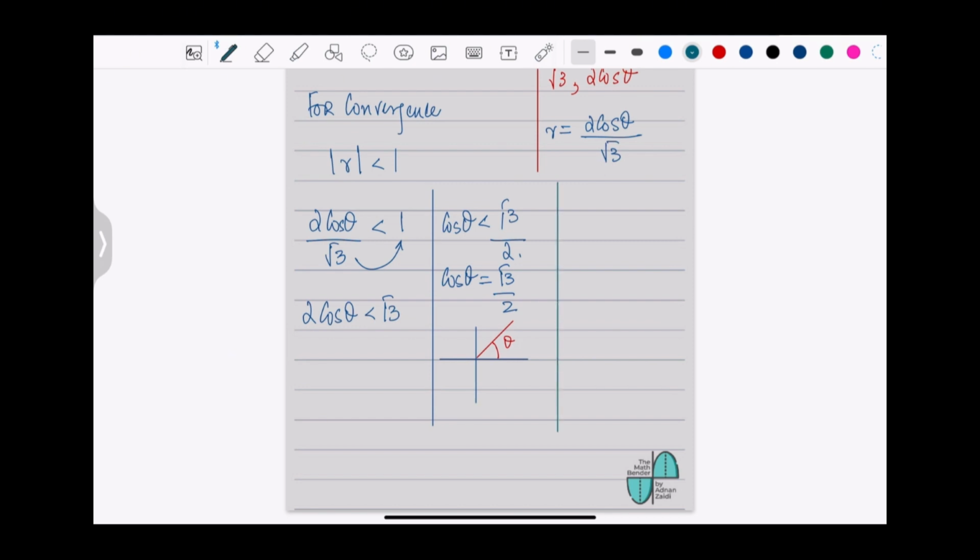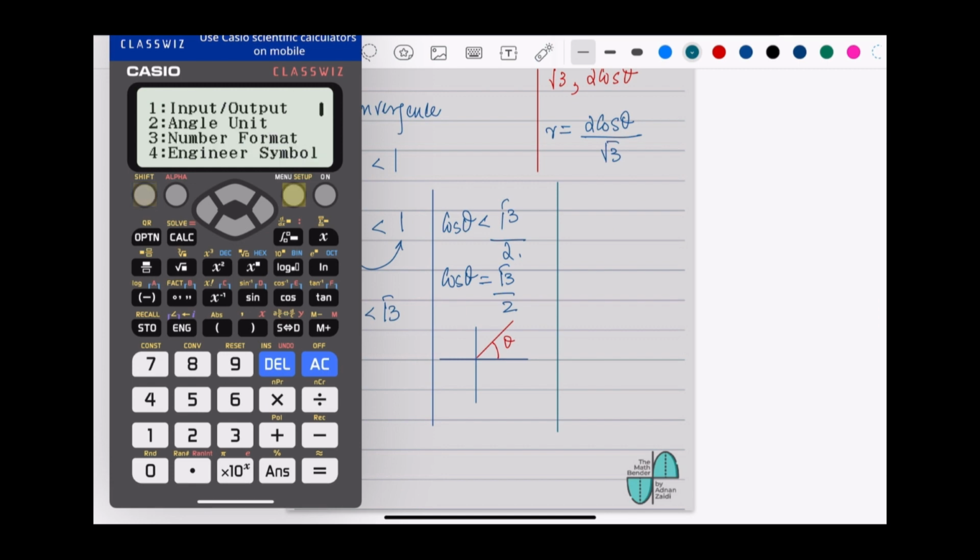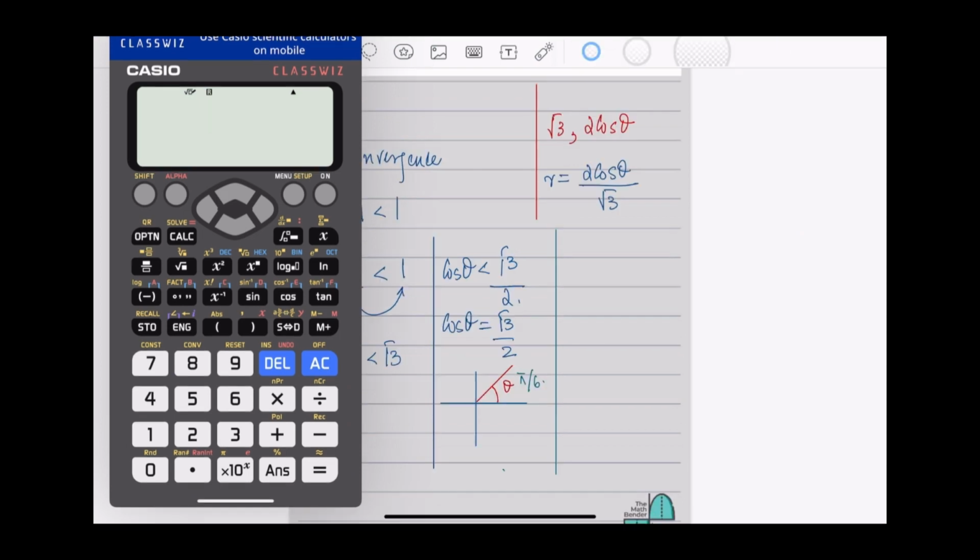So taking out the value of cos theta, converting your calculator to radian mode if you haven't. I did not. Now I just did. So shift cos of root 3 over 2 gives you pi over 6. Now this means that the value of theta is pi over 6 when cos theta is root 3 over 2.